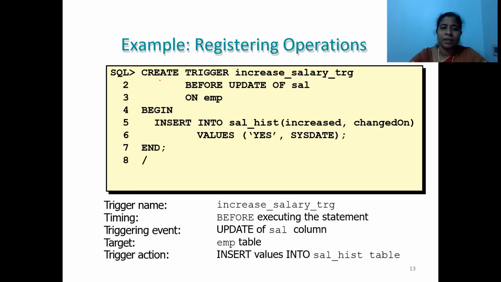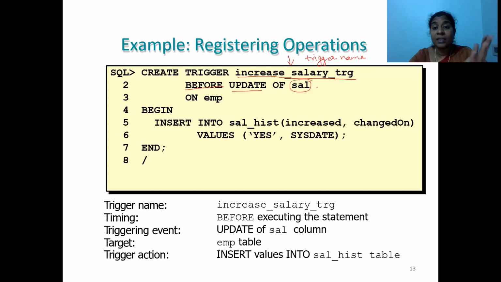See this example. Here we are creating a trigger called increase salary trigger. So create trigger, this is the trigger name. Any trigger name you can give. So increase salary trigger. And the timing here, what we have mentioned is before update, we wanted to call this trigger. Before update of salary. So this is the attribute name on the employee table.